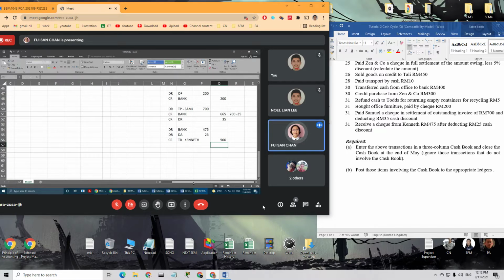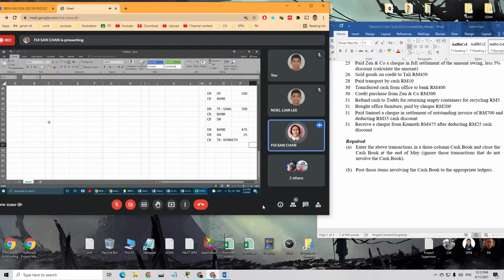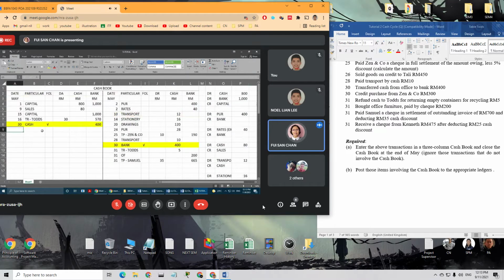Okay, so since we receive a check, this should be on the debit side. So we receive from trade receivable Kenneth, right? And we have a discount of 25, and we receive a check of 475. Isn't it correct? Okay, so finally our cash book is done. Now we want to calculate the balance as what the question says. You will have to calculate the balance.